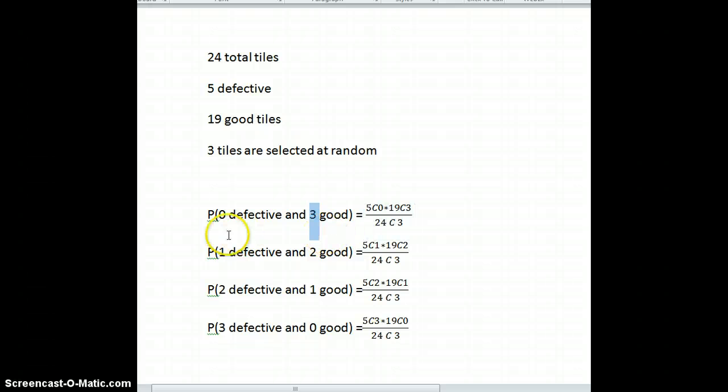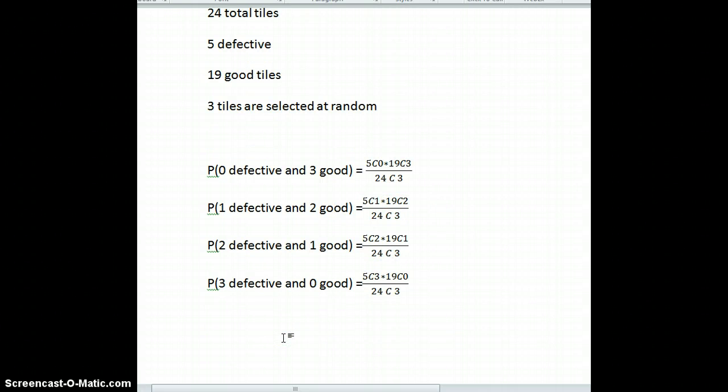And to figure out the probabilities of each of these, it's pretty similar. The total number of options, if you're selecting 3 tiles out of 24, for each of these is 24 choose 3. And then the top part is the number of ways you can do whatever is written in the parentheses here. So for this one, there's 5 defective and we're choosing 0, and multiply that by, there's 19 good tiles and we're choosing 3. And follow a similar pattern.